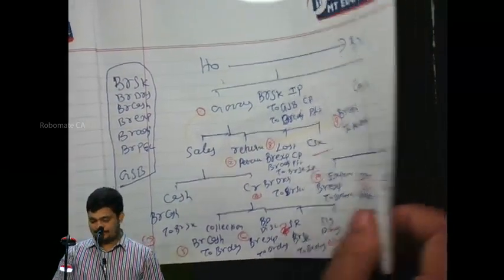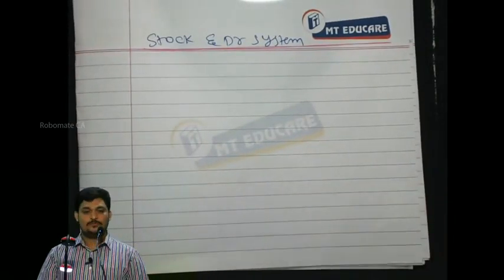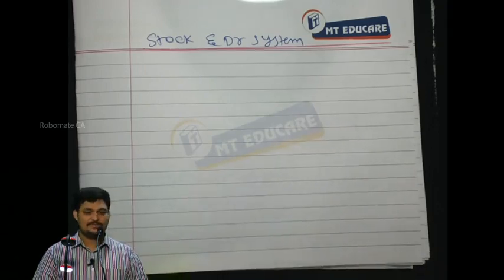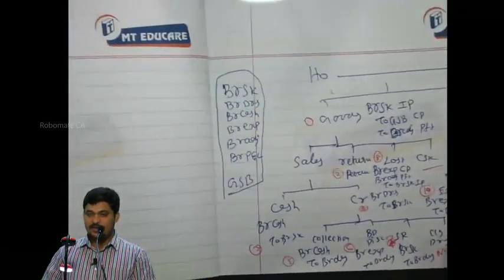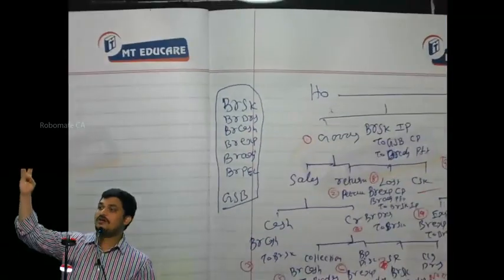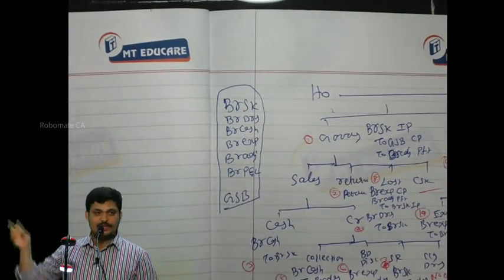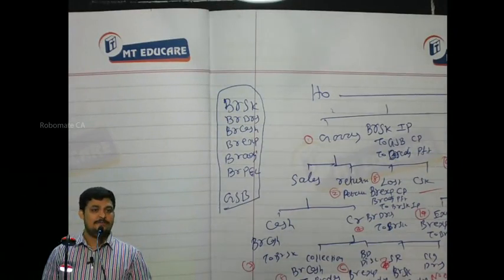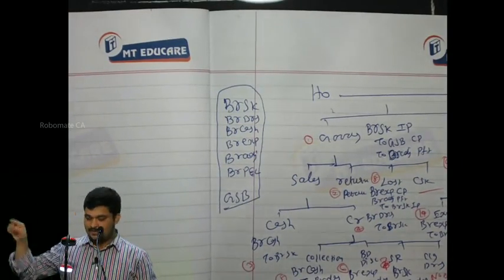Now listen. Seven accounts. What we discussed in the stock and debtors system, 7 steps, is now getting converted into 7 accounts. Branch stock, branch debtors, cash, expenses, adjustment, P&L. Adjustment will give gross profit and P&L will give net profit. And then we have goods sent.